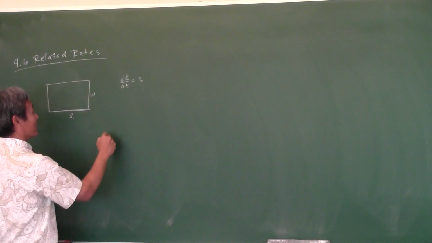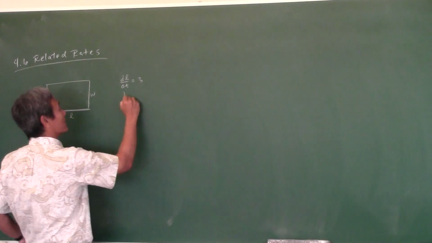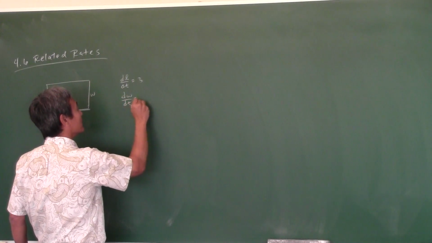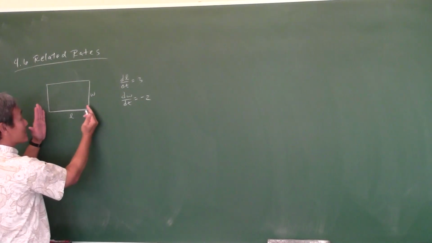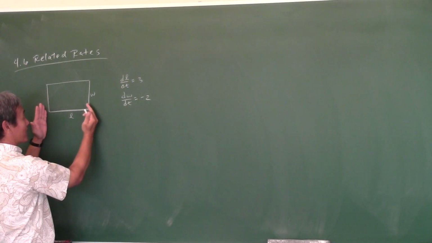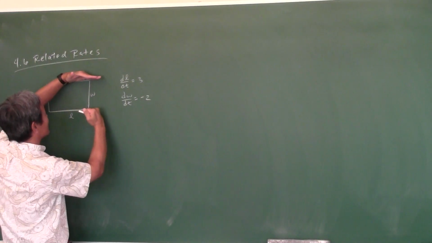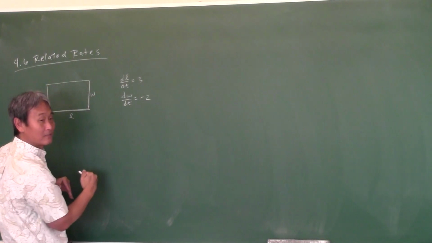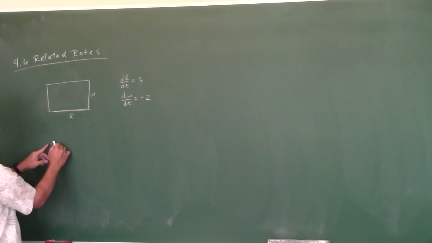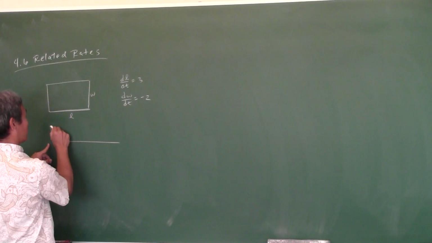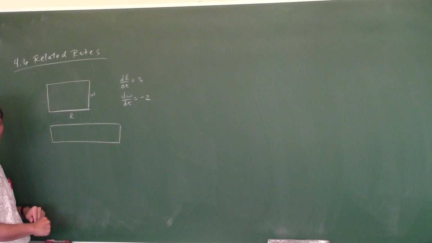Here is the width. Let's say the width is decreasing at the rate of 2 inches per second. So dW/dt is -2. Can you imagine that? The length is getting bigger at the rate of 3 inches per second, but the width is getting smaller at the rate of 2 inches per second. So 1 second from now, what would the picture look like? It would look like this, right? You know what I mean?